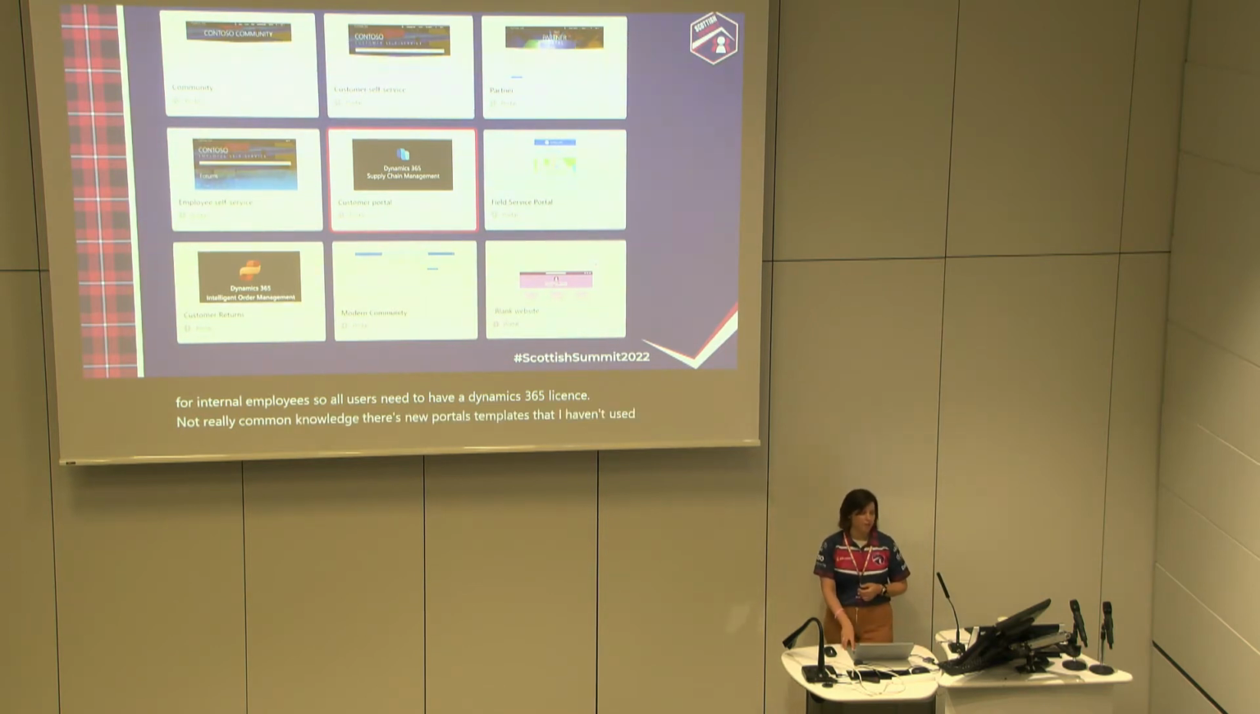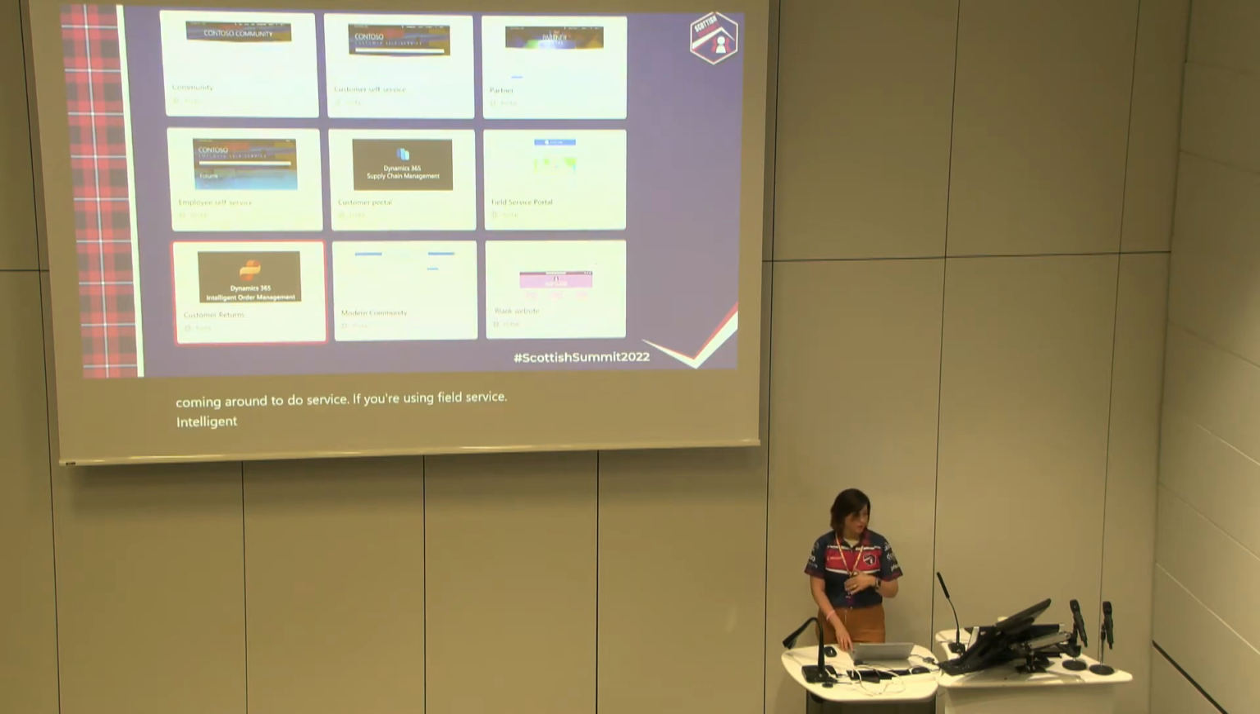This is the customer portal. You need supply chain management for that. Field service portal is a handheld portal to see when your next service person is coming around to do service, if you're using field service. Intelligent order management has a customer returns kind of portal. And then you can start from scratch.